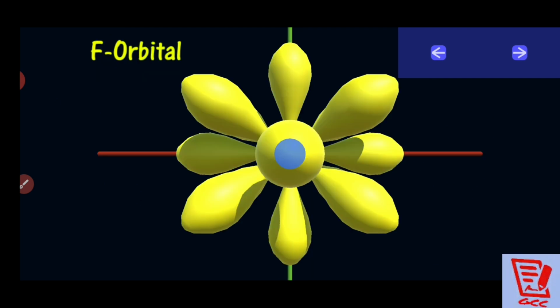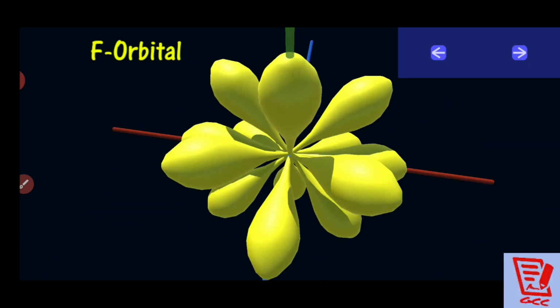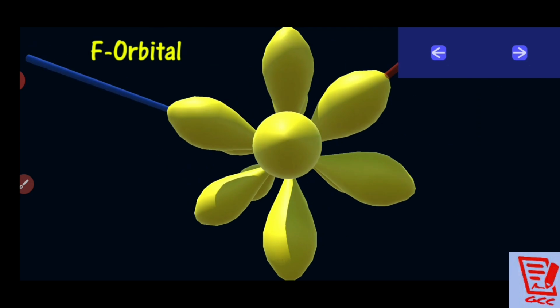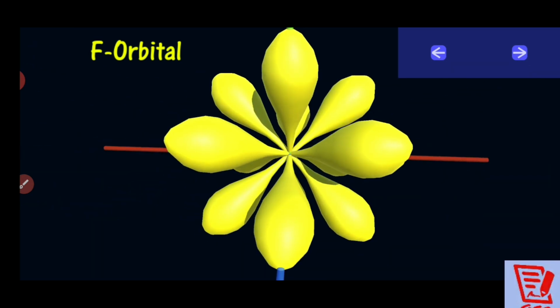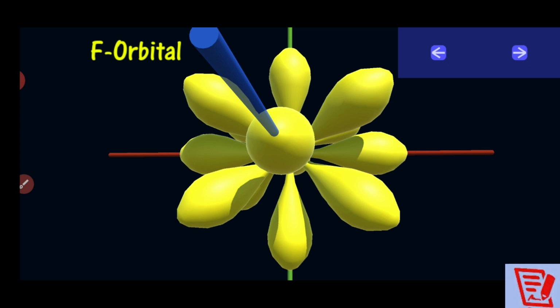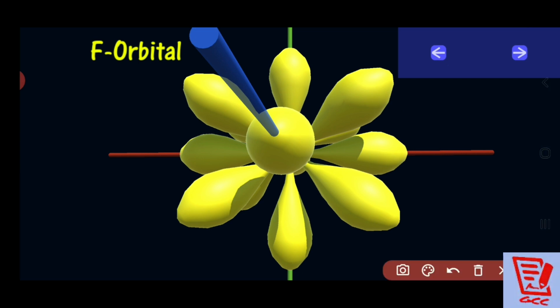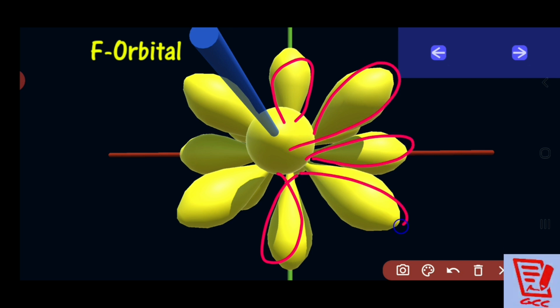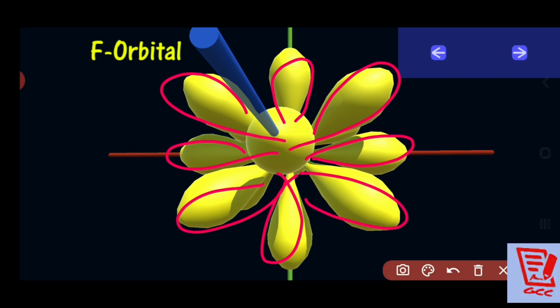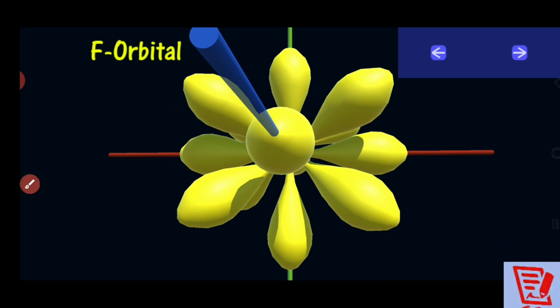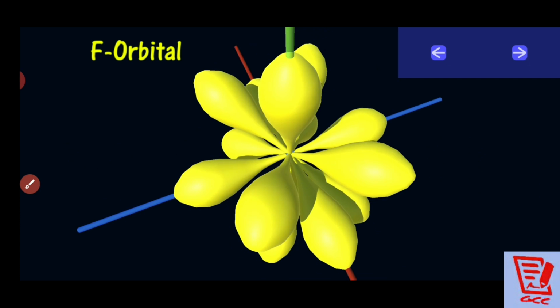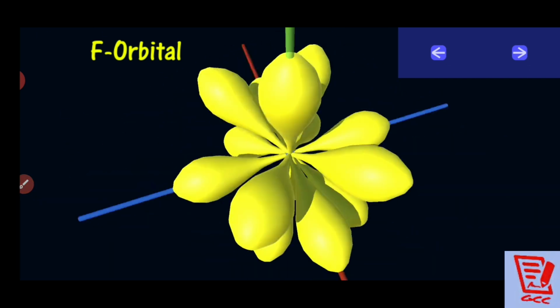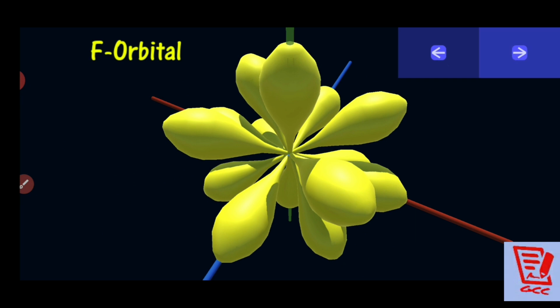Next one is the f orbital. Even though this shape is not in your syllabus, you can see how complicated it is. That is why it is not in our syllabus. We are not usually drawing it in the copy. See it very carefully. This is there, this is there, then 1, 2, 3 this side, 1, 2, 3 this side. It is a very complicated shape. This is the f orbital, a 3-dimensional picture. Fine.